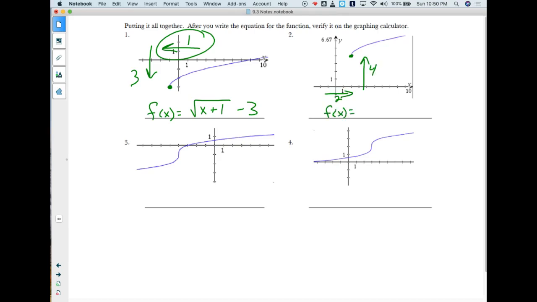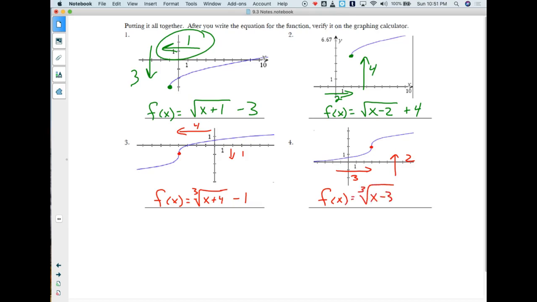So f of x equals the horizontal is inside opposite, outside same. Okay? And then these last 2, my cubes, I just ballpark it in that little middle of that squiggle. So when I'm looking at this one, it looks like I went left 4 and I went down 1. Well, that means f of x equals cubed root, it's inside opposite, outside same. This one went that way 3, up 2. F of x equals, it's a cubed root, inside opposite, outside same. Simple as that. And this will be adding on some vertical stretches and compressions and horizontal stretches and compressions tomorrow.